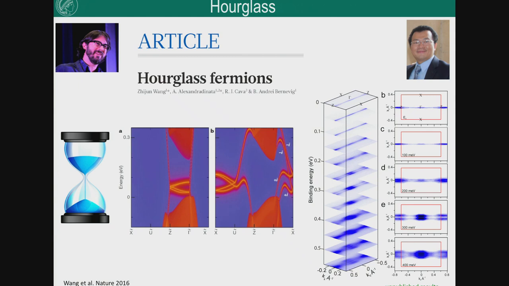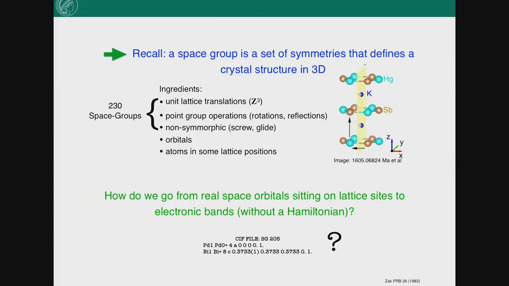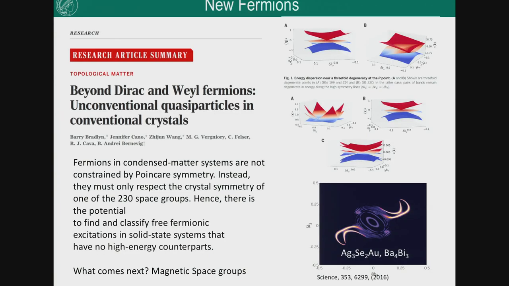Here you see along the gamma Z direction, it's really interesting because this crossing point looks like an hourglass, and this might be interesting for other properties. So this maybe has also inspired, and this was a compound I showed before, work about the new fermions because these compounds have very special properties.